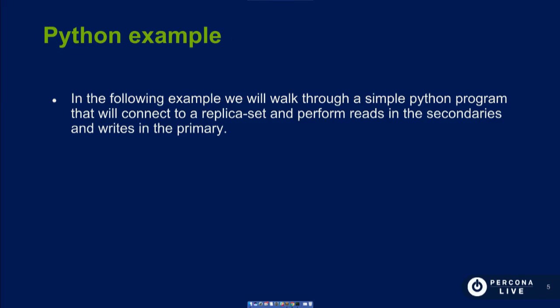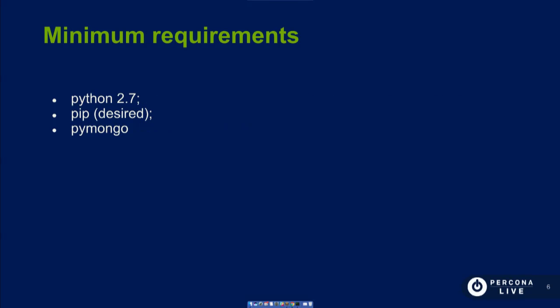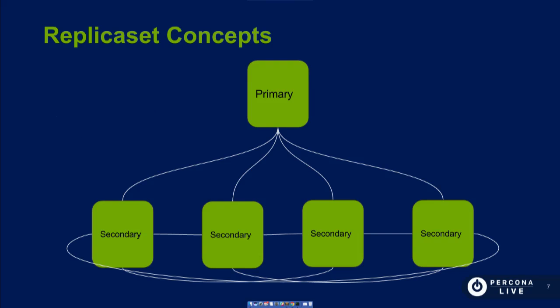So I'm going to show the Python example. I have a replica set set up on my machine. It's a replica set on localhost. I have three hosts here, three nodes running, and I'm going to route my queries to the primary and secondary and show how to do that with the driver. So the idea is almost the same for all the drivers. You just need to change the language in this case. My minimum requirements here are Python 2.7 or 3.x, it doesn't matter, the Python installer, and PyMongo, which is the driver for Python.